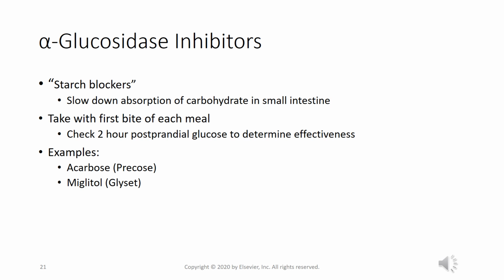So you have the information on the rest of the classes all here on the slides. These alpha-glucosidase inhibitors, they're really starch blockers. The client takes them with the first bite of each meal. It does slow absorption of carbohydrates in the small intestines. Major side effects would be gas, bloating, discomfort.